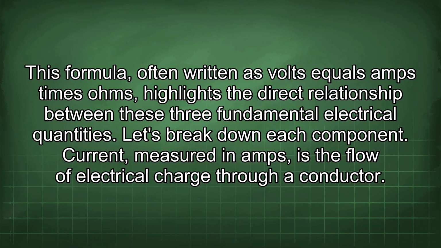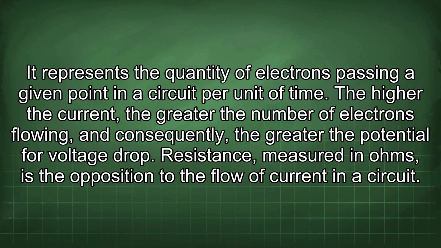Let's break down each component. Current, measured in amps, is the flow of electrical charge through a conductor. It represents the quantity of electrons passing a given point in a circuit per unit of time. The higher the current, the greater the number of electrons flowing, and consequently the greater the potential for voltage drop.